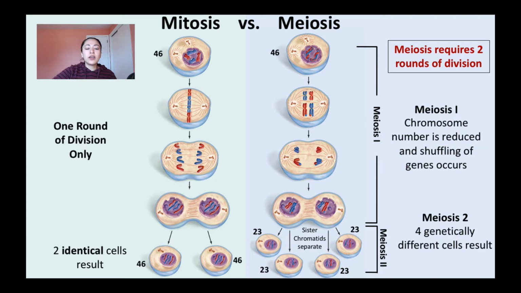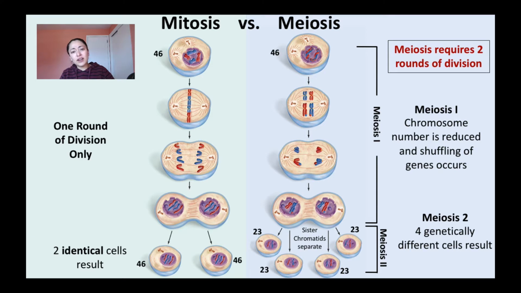So let's look here to further differentiate between mitosis versus meiosis. Now mitosis, again, if we start with 46 chromosomes, then the two resulting cells will be identical and each have 46 chromosomes. Notice mitosis only undergoes one round of division. You start off with one cell and then it splits to create two cells.